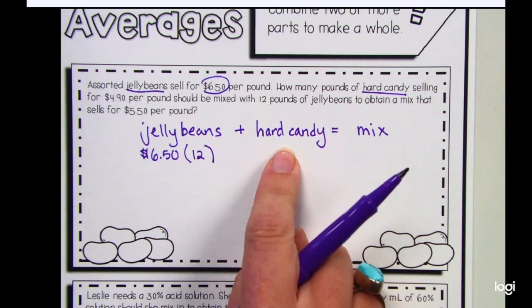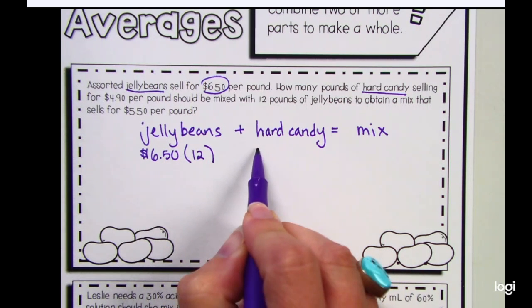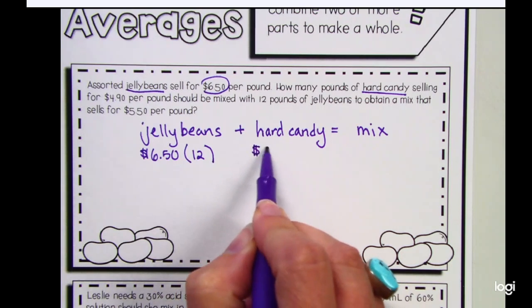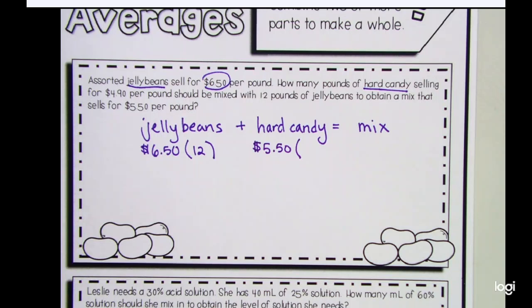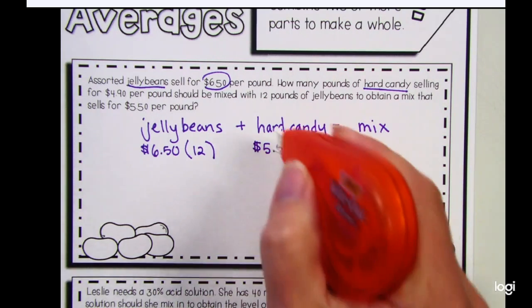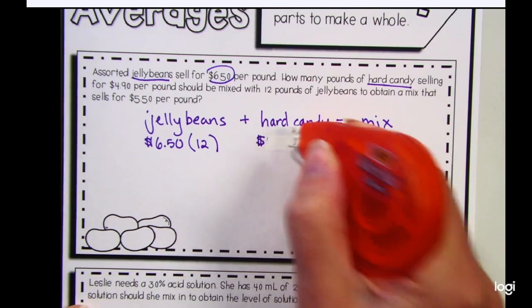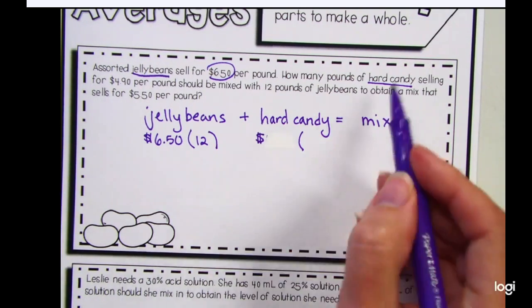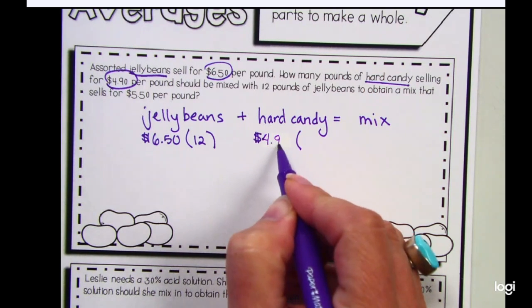All right, and then my hard candy is how much? $5.50. And how many pounds of it am I getting? It's $4.90. The mix is $5.50, isn't it? Thanks for yelling at me. I needed it. All right, our hard candy is $4.90. Thank you. We'll use that $5.50 in just a minute.